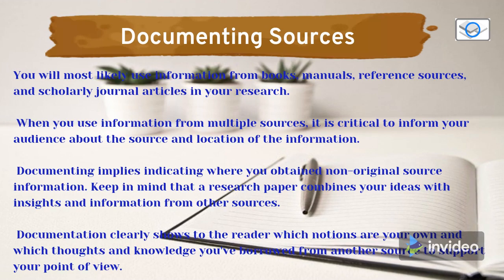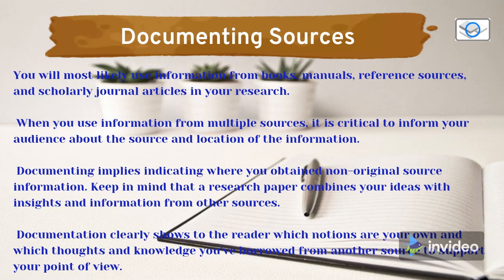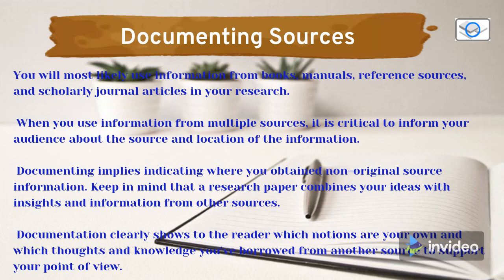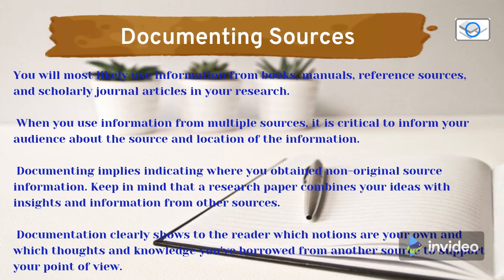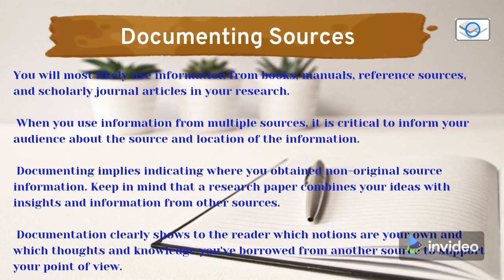So usually in research, you are most likely to use information from books, manuals, reference sources, and scholarly journal articles. When you use information from multiple sources, it is important to inform your target audience or readers about the source and the location of the information. For instance, where you obtained this information and who is the author of this information, etc. So this is exactly what documenting means. It shows where you got the source of information that is not your own.